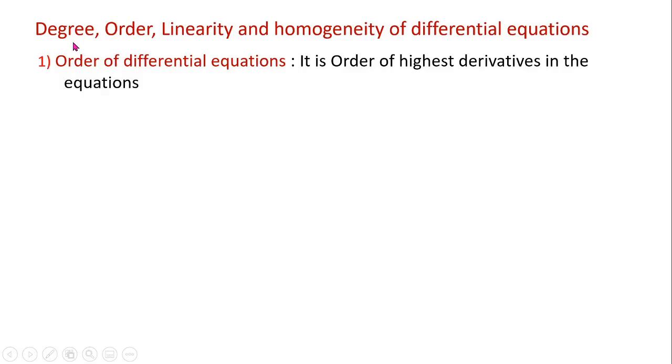Next topic, the different terms which are involved in differential equations, used while explaining or while using the differential equation. The different terms used are degree, order, linearity, and homogeneity of the differential equation. Let us see one by one. First term, order of the differential equation. Order of a differential equation is nothing but the order of the highest derivative in the differential equation.